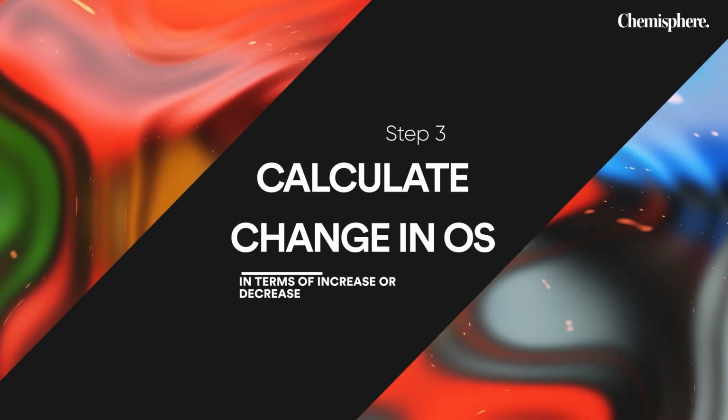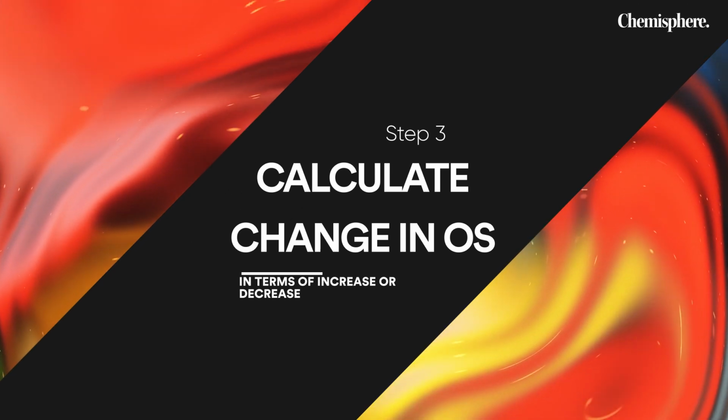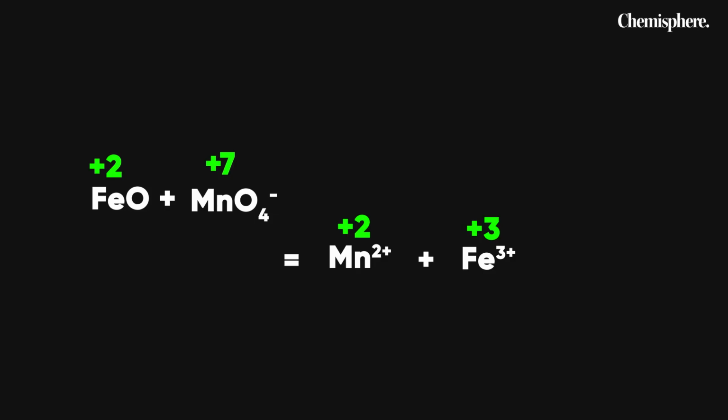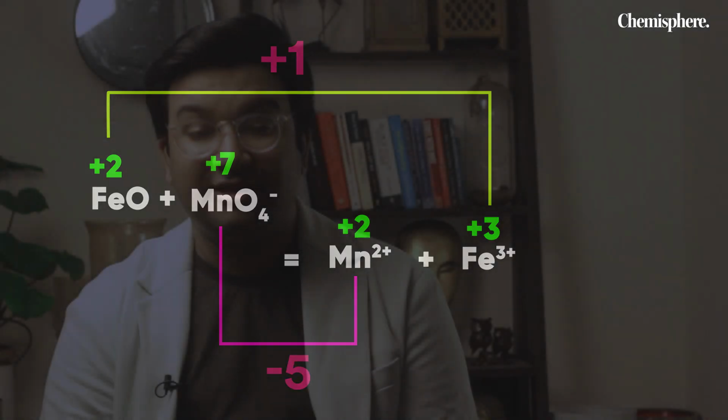The next step is to calculate the total increase and decrease in oxidation state. What do I mean by that? We see that in FeO, Fe is in +2 and becomes Fe +3. The change in oxidation state will be +1. Similarly, in MnO4 minus, Mn is in +7 and becomes Mn +2, which means there is a decrease of 5 oxidation number units. The only goal is to make sure the increase becomes equal to the decrease. So therefore, -1 has to be equated with +5.